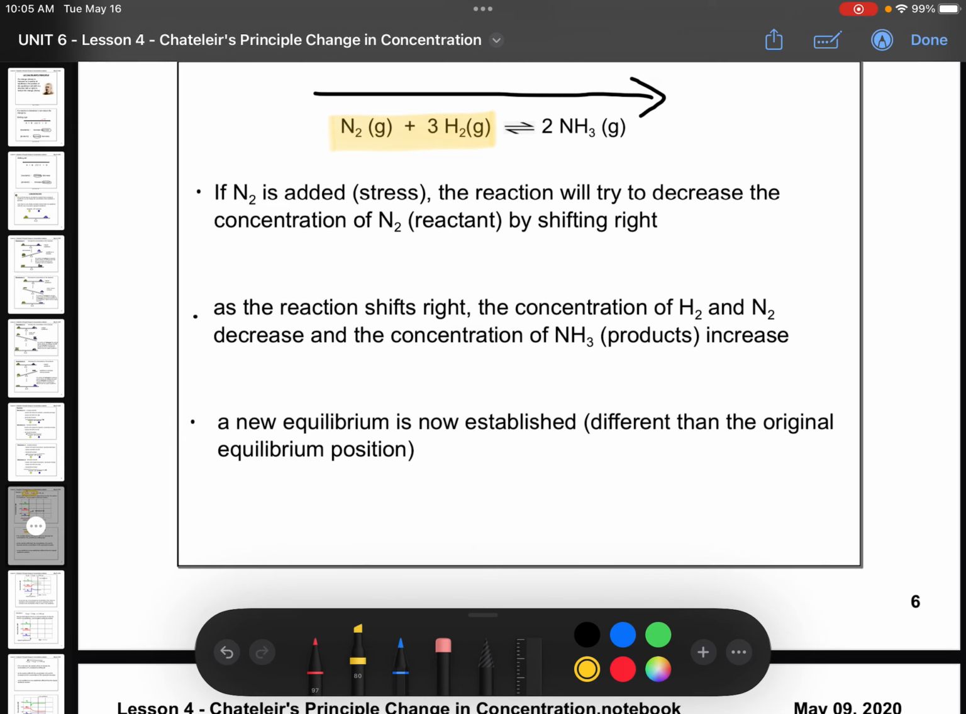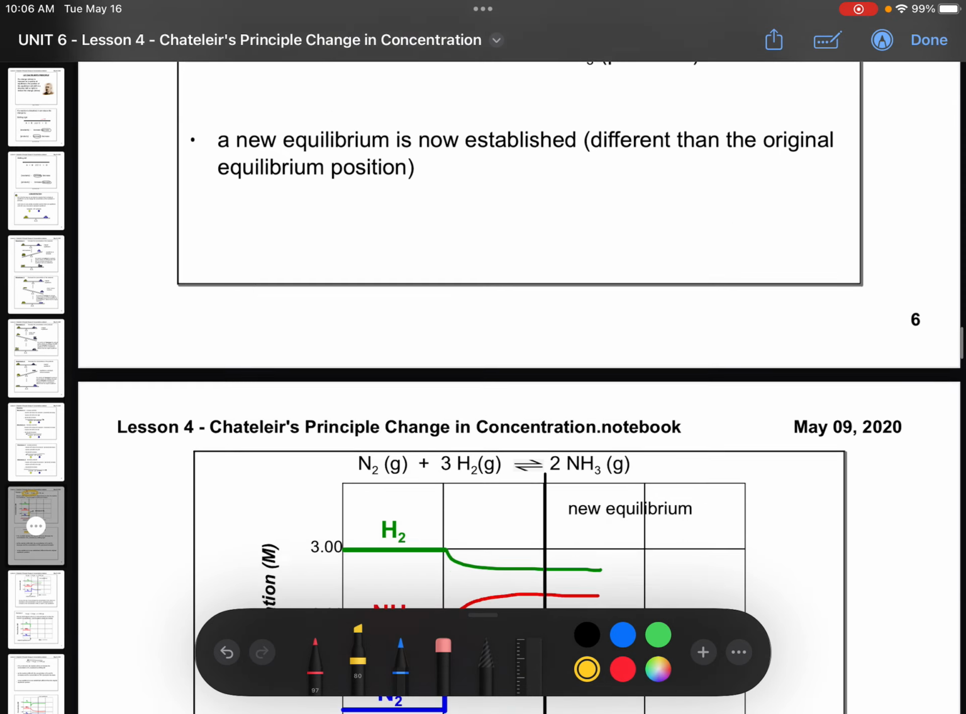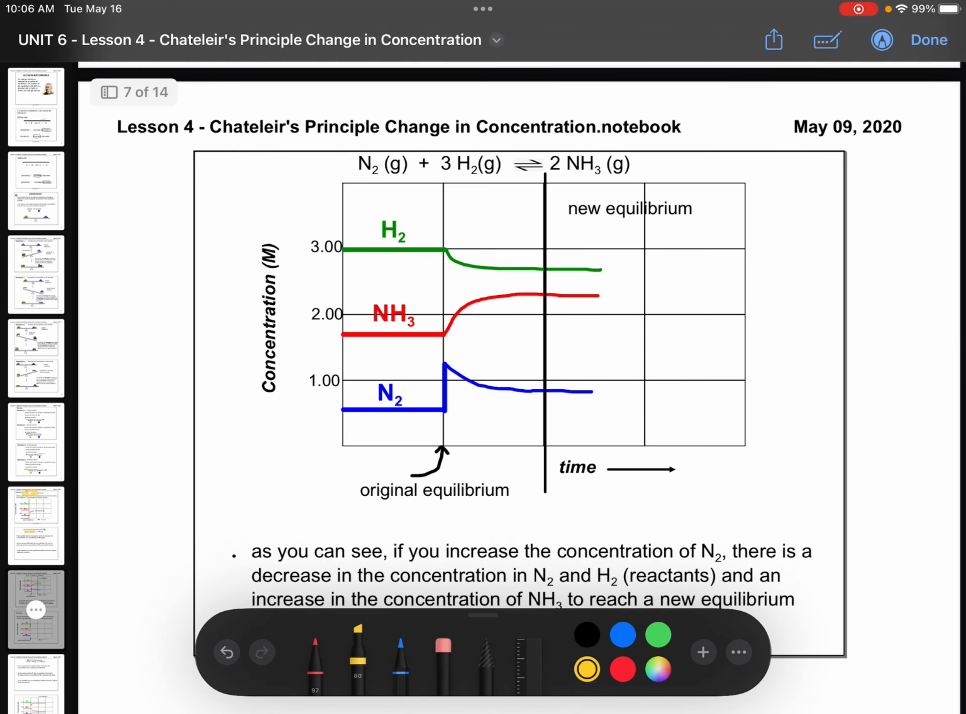So when we shift to the right, our H2 and N2, because they are our reactants, because there was an increase in N2, it's actually going to decrease. And our NH3, which is our products, is going to increase in order to maintain equilibrium. So we will see the following.